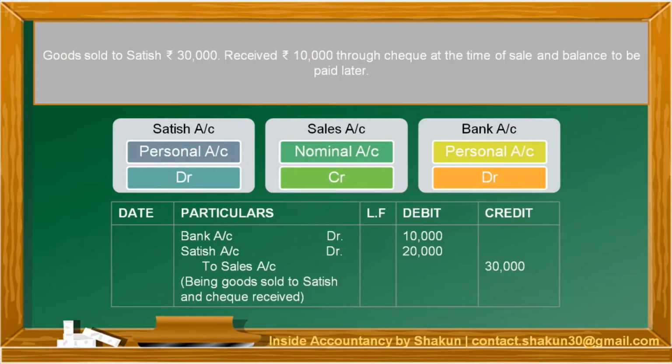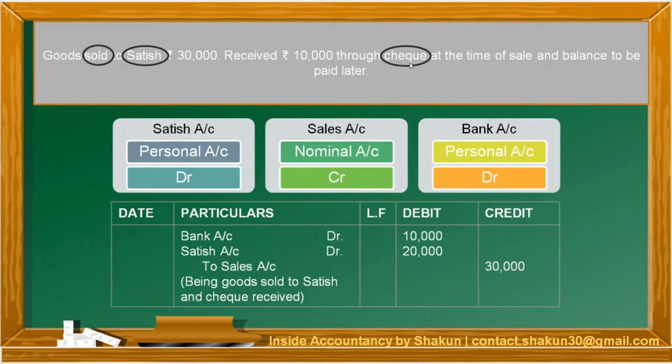Okay, so the next transaction is goods sold to Satish 30,000, received 10,000 through check at the time of sale and balance to be paid later. Again, the common accounts which you can identify are sales and Satish, but there's another account which is identified, that is check, that means bank. Now, since we are making sales, sales is a nominal account, it always has a CR balance, so sales is credited. Satish is a personal account, he is the receiver, therefore he is debited.